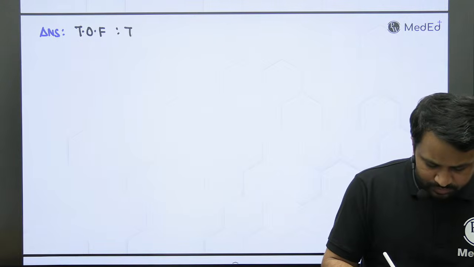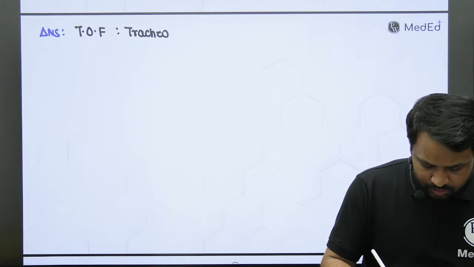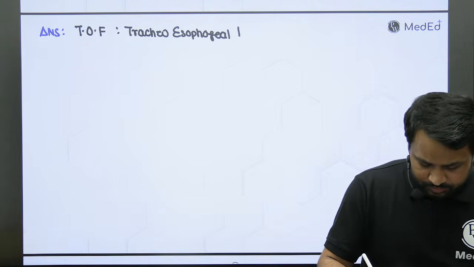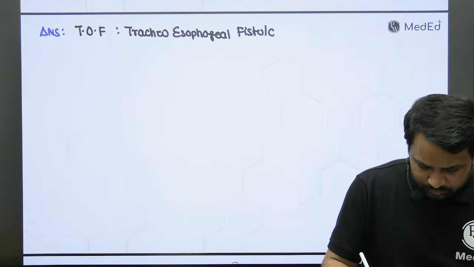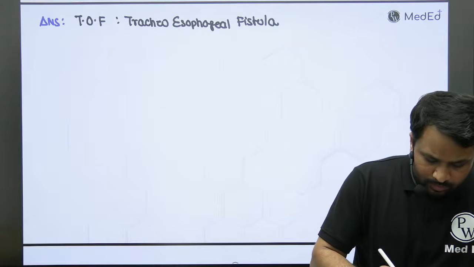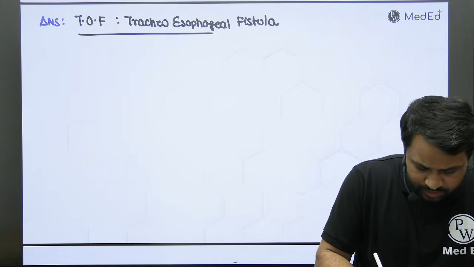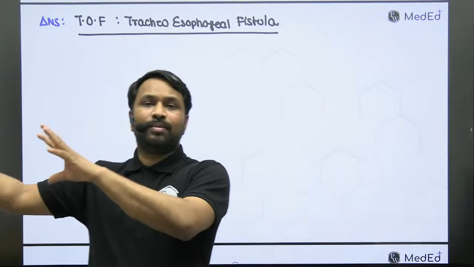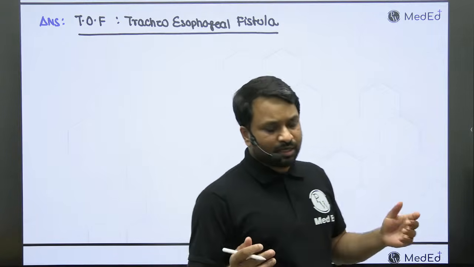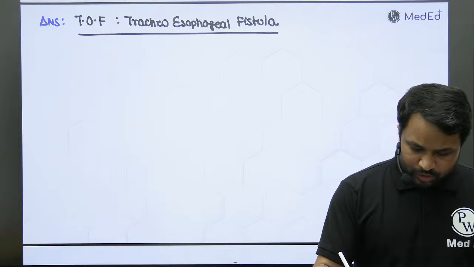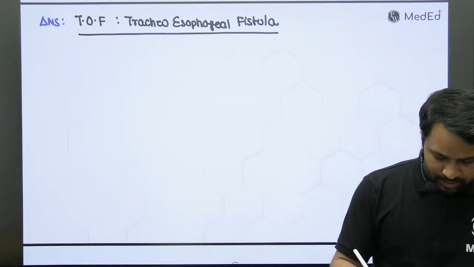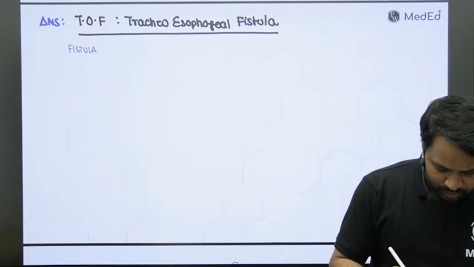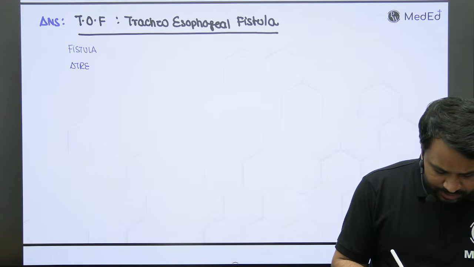So TOF stands for tracheoesophageal fistula. Right. Now, when we talk about the tracheoesophageal fistula, as we said, always start with the definition, then you talk about the pathophysiology, then the clinical presentation, all that. Here, you will have to give two definitions. Number one, what is a fistula? So define fistula. And then you also have to define something called atresia, right?